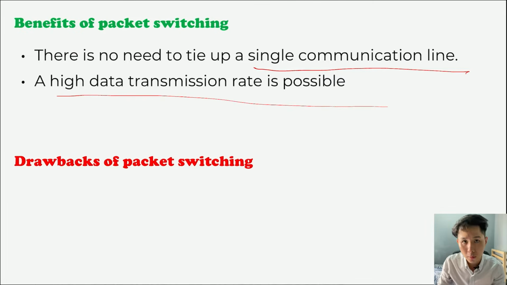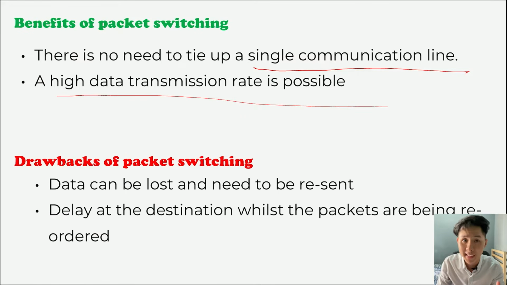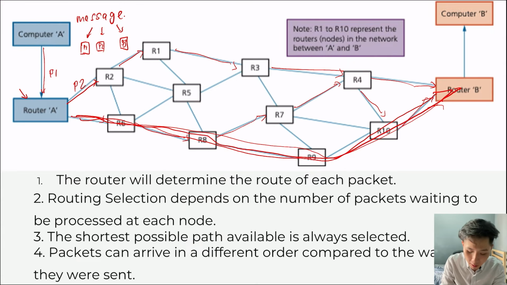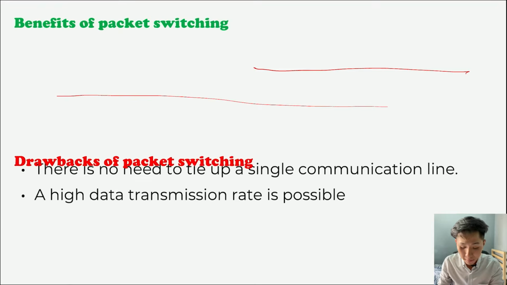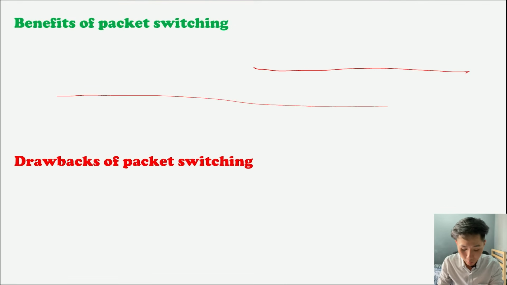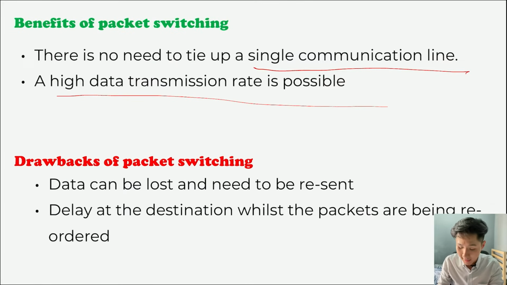And as for the drawbacks, they said data can be lost and needs to be resent, which means when they are being transmitted here, somewhere along the road, someone might hack or steal this data, and as a result, the data might be lost and a resend is required. And a delay at the destination while the packets are being reordered is the second disadvantage, in which it takes time for us to reassemble all the packets into the original message.